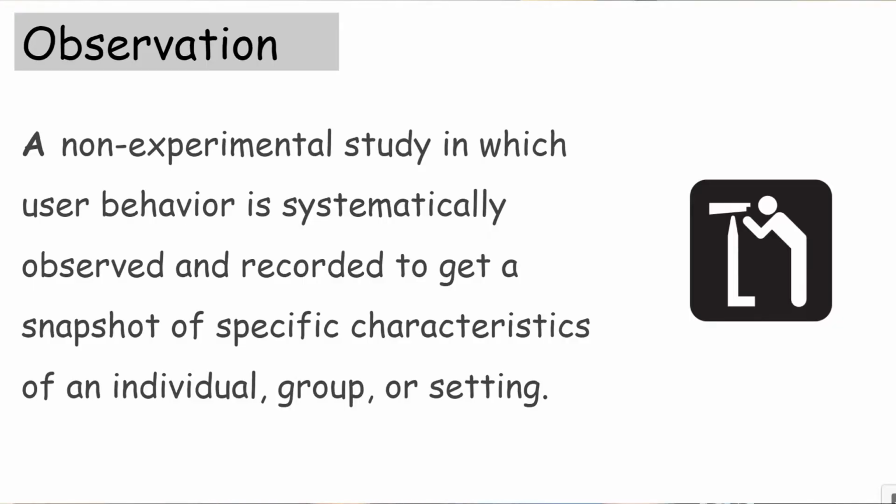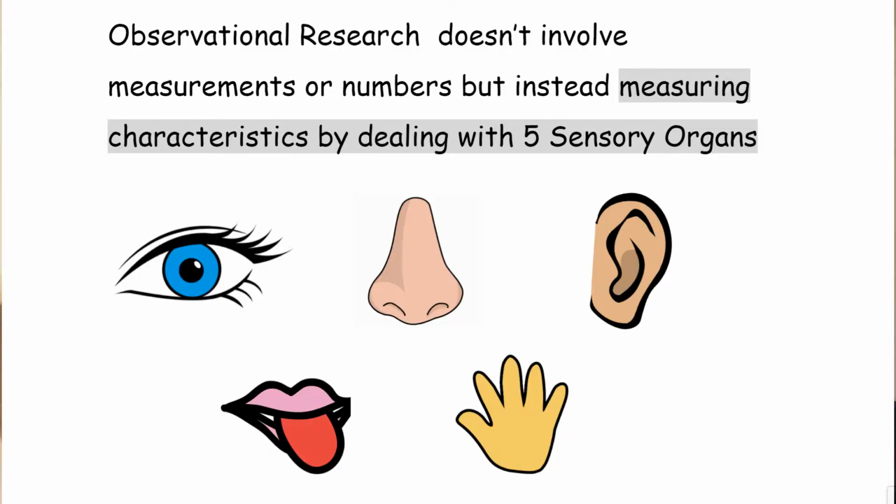Then you have observational study, which is a non-experimental study, which is used to systematically observe and record user behavior to get a snapshot of specific characteristics of an individual, group or setting. In fact, observational research does not measure the characteristics in numbers. It measures the characteristics by dealing with the 5 sensory organs: eyes, nose, ears, touch and sight.